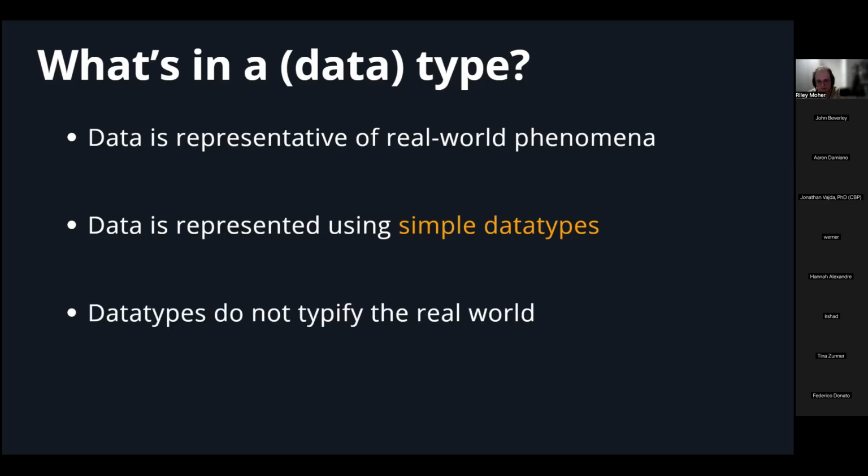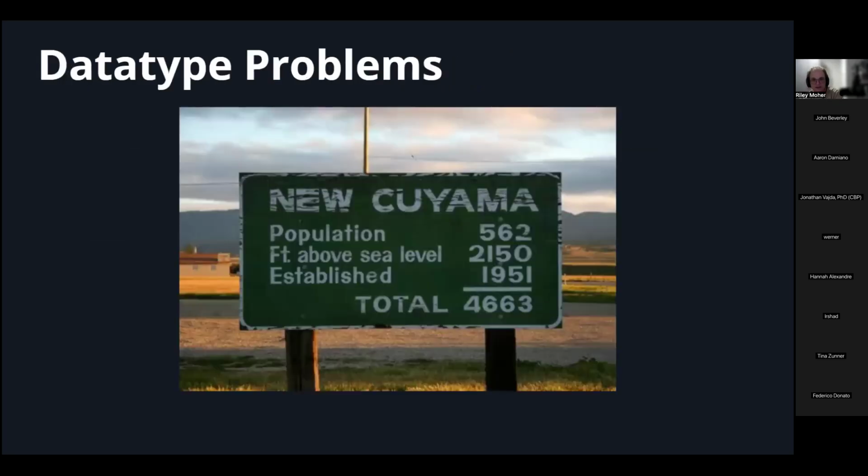So the core argument here is that data types do not really typify the real world, and real-world constraints are very, very difficult to handle and pack into data types. To give an example of this, take a look at this sign here, and immediately we can see that there is an issue occurring. We have this total, which is sort of nonsensical.